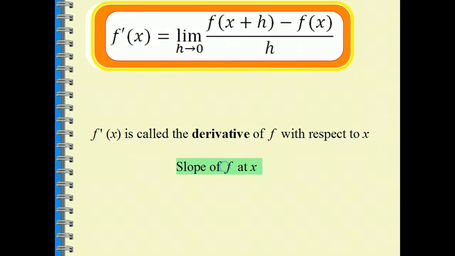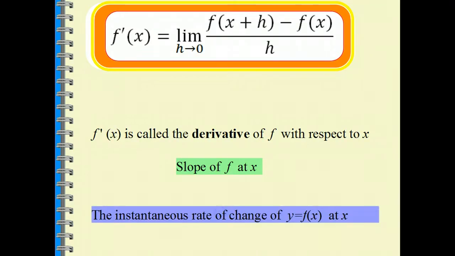geometrically, and that's the slope of f at x. And so when we graph the derivative, that gives us the slope of our original function f for every given x value. The other way we can look at it is the instantaneous rate of change of y equals f of x at x. So for the function y equals f of x, its instantaneous rate of change at every x value is f prime of x.